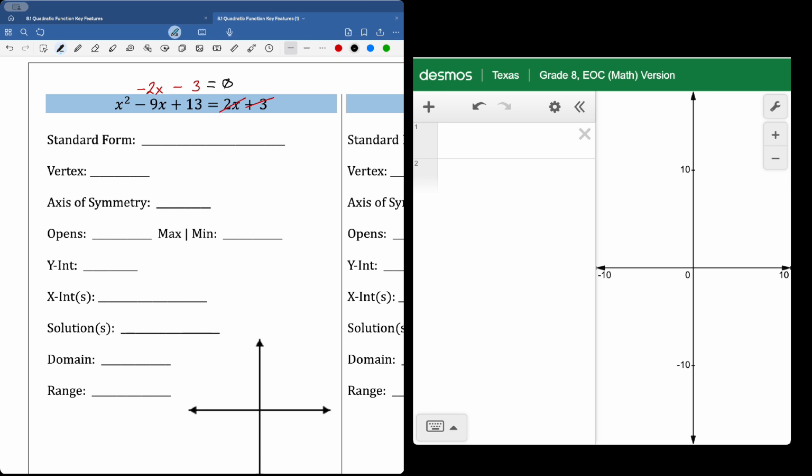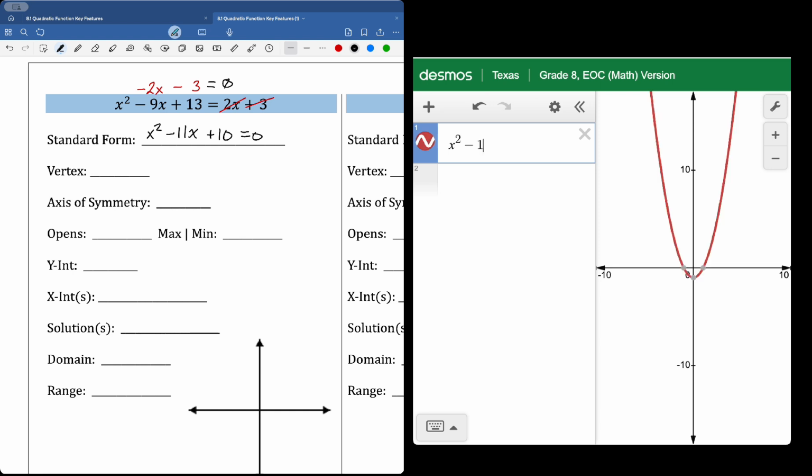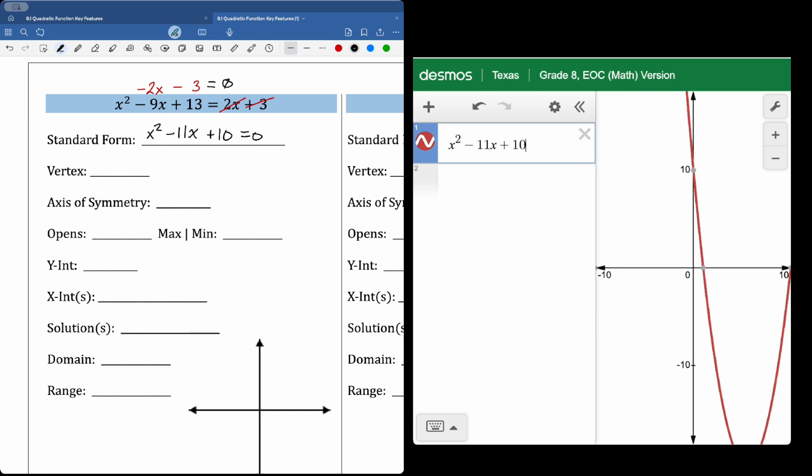So we're going to have x squared, and then negative 2 minus 9 is going to be negative 11. You keep your x. And then 13 minus 3, that's going to be positive 10. And now it's equal to 0. What we're going to do next is go ahead and graph the equation, and then we'll sketch it out. So this is x squared minus 11x plus 10.